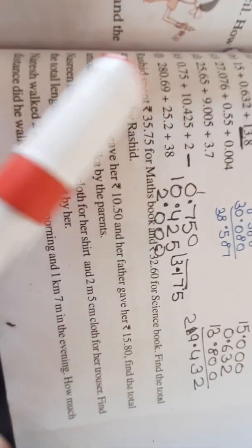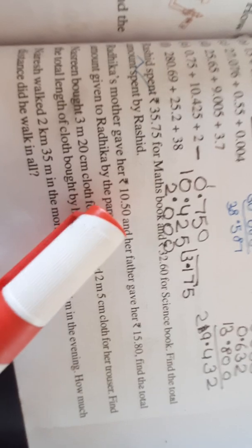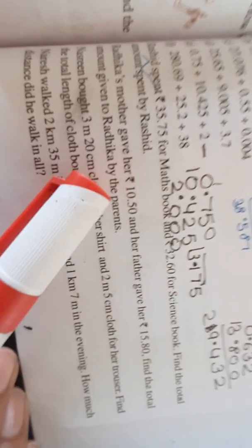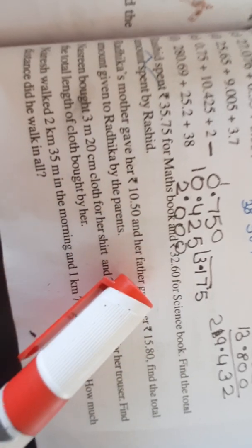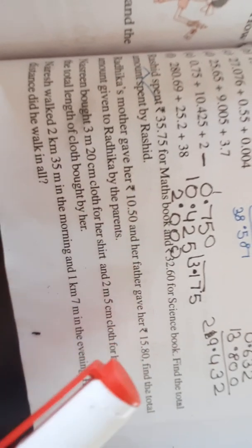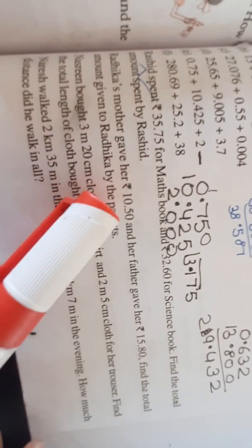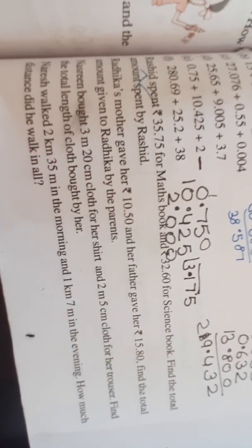Question number 3 is: Radhika's mother gave her rupees 10.50, means 10 rupees 50 paisa, and her father gave her 15 rupees 80 paisa. Find the total amount given to Radhika by the parents. So dear students, what is given to us?